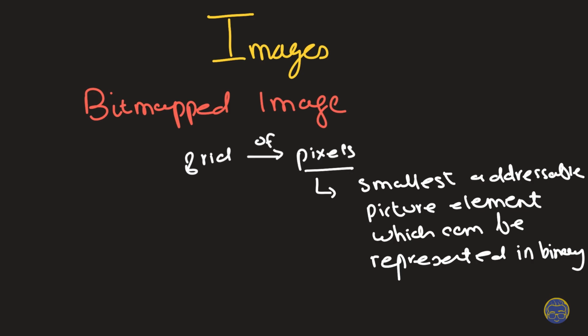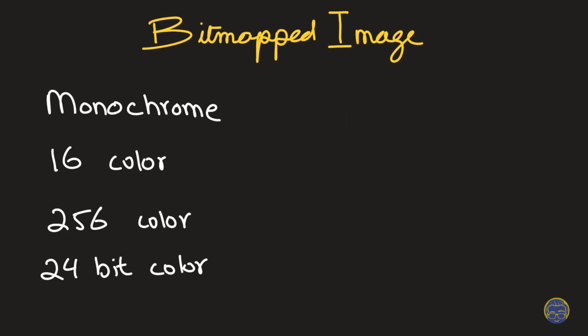Each pixel will be a particular color. Each pixel's color will be represented in a binary pattern. The contents of the bitmap file will be this sequence of binary color codes. There are several types of encoding and file formats for bitmap images. First is monochrome. Monochrome is black and white pixels only.